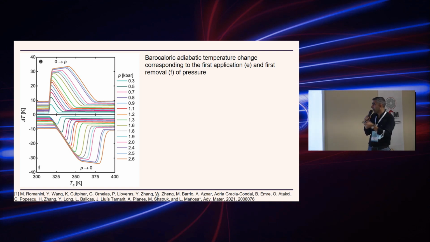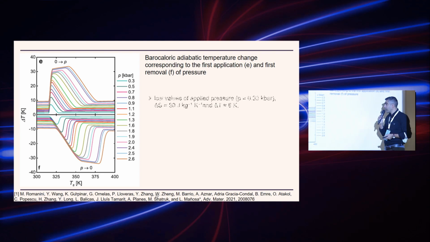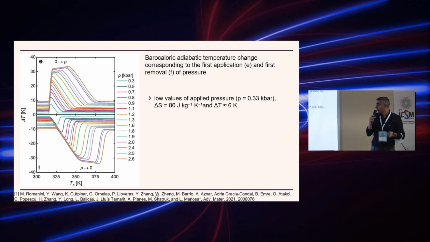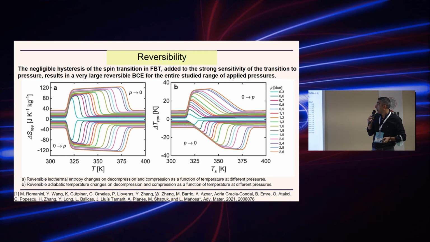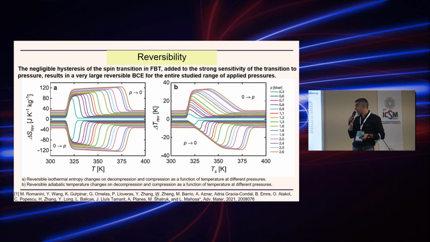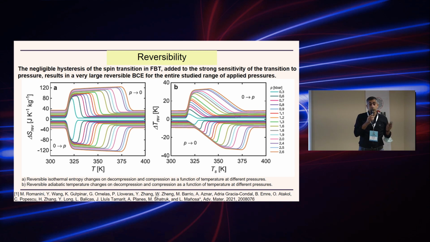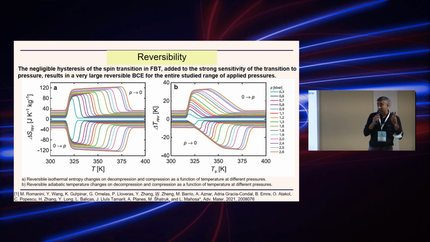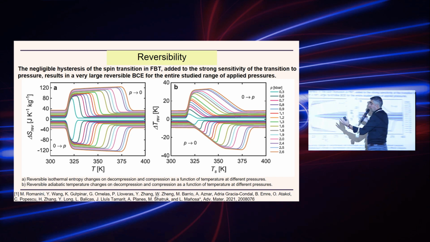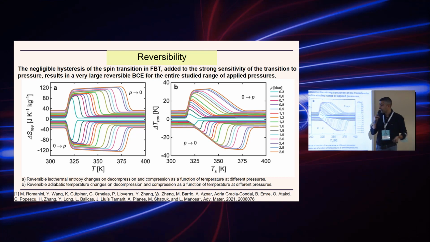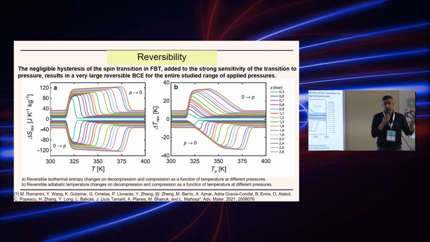And this is the adiabatic change of temperature according to the pressure and the temperature. And we also checked the reversibility. As the previous speaker said, reversibility is a very important thing for us. And given the negligible hysteresis, because it is only 1 Kelvin, and the strong sensitivity of the transition, we have very, very good reversibility. We can say that it's almost fully reversible over the whole temperature range.